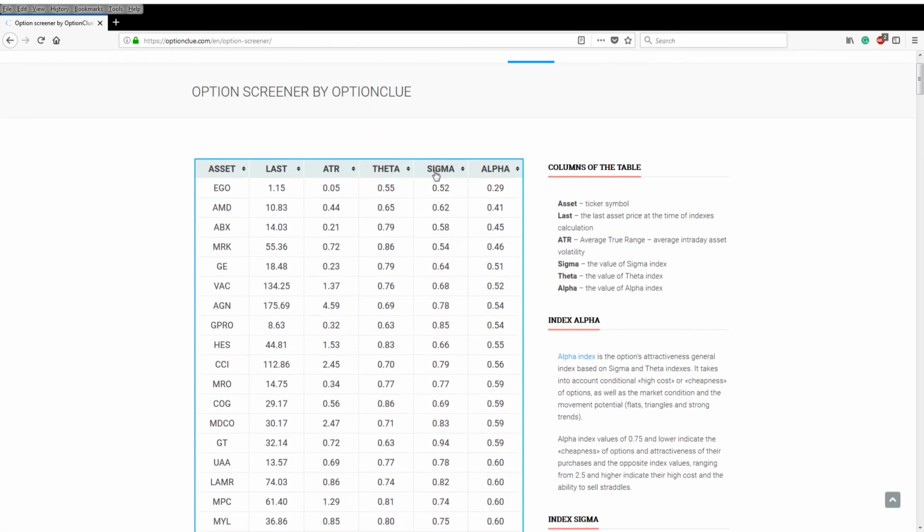So, Sigma index is displayed in the Option Screener. It's the comparative table, which also shows stock tickers, the last asset price at the time of index's calculation, and ATR, average true range. That is average intraday asset volatility. Sigma index lets you find assets quickly with the lowest volatility when flats and triangles are formed on the chart, as well as the assets with sweeping price movements when uptrends or downtrends dominate in the market.